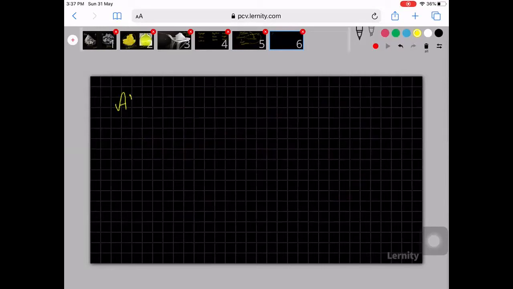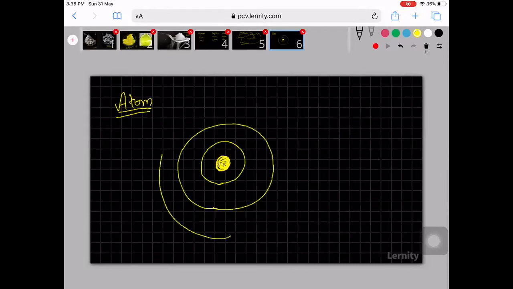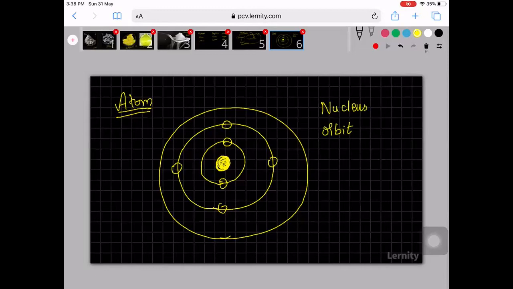So first, take an atom. The atom has a nucleus in the center. Surrounding the nucleus, there are orbits. And in the orbits, you have electrons. So I have told you three new terms today: nucleus, orbit, and electron. So it has a nucleus, it has an orbit, and it also has electrons.